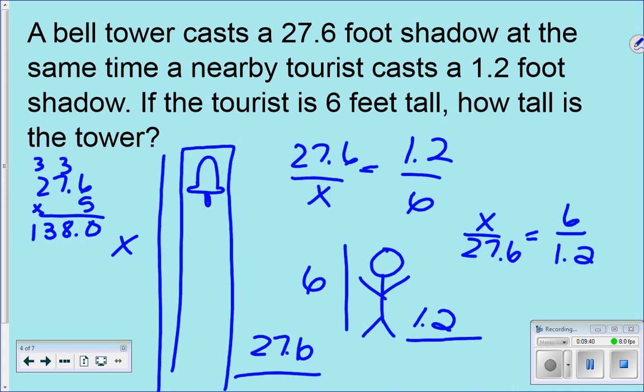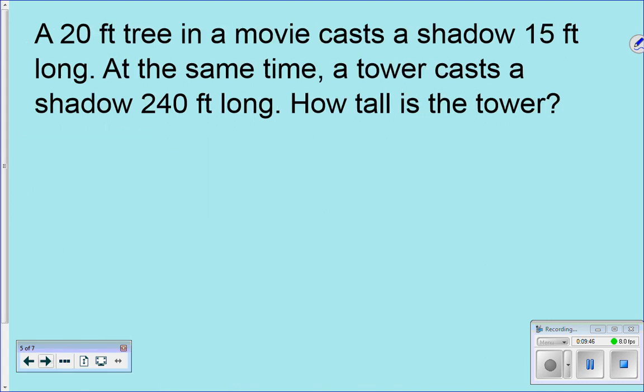Okay, so number 1, we got to multiply, right? Because if you can't do that, you can't answer the question. Okay, let's do this one then. See if you can do this one. A 20-foot tree in a movie casts a shadow that's 15 feet long. At the same time, a tower casts a shadow 240 feet long. How tall is the tower?